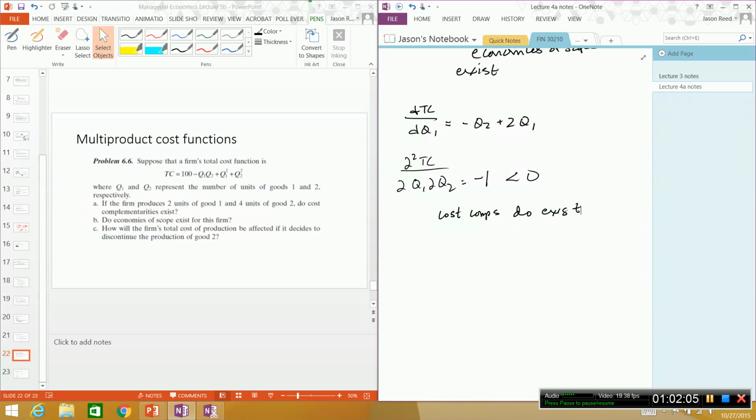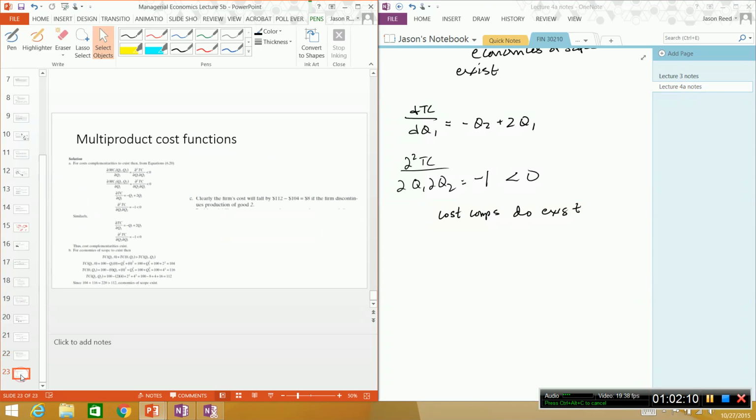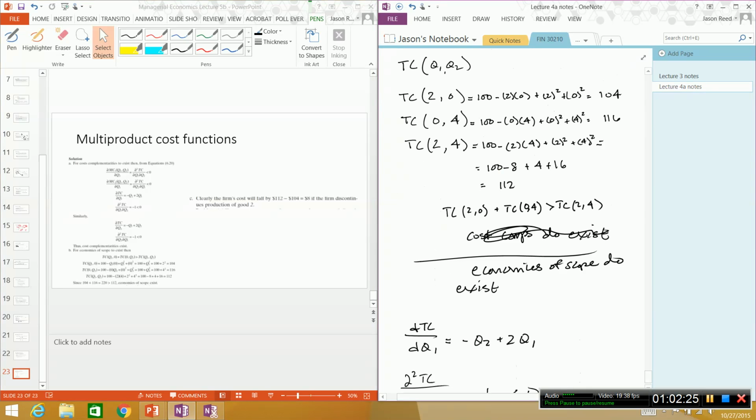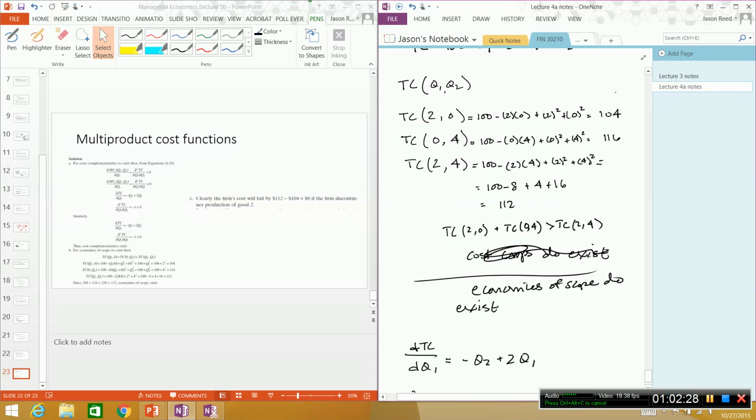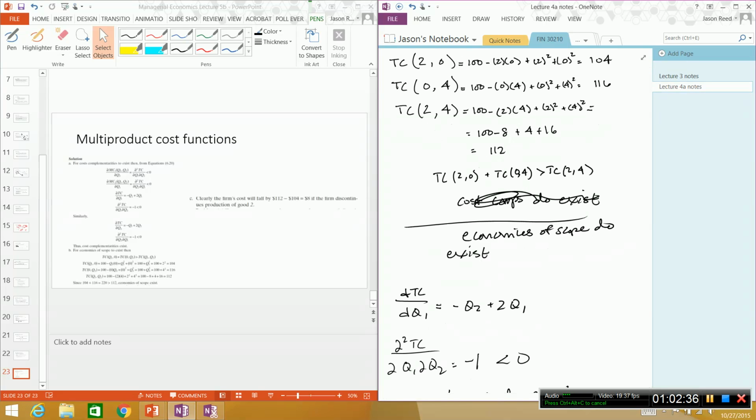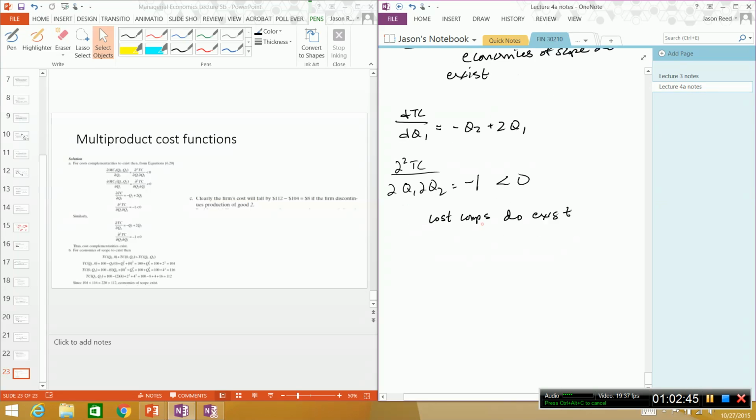How will the firm's total cost of production be affected if it decides to discontinue the production of good 2? Clearly the firm's cost would decline by the cost of making good 2, which we found to be 104. So if the firm discontinues production of good 2, we have 112 minus 104, which gives us 8, and that's how we would solve that.